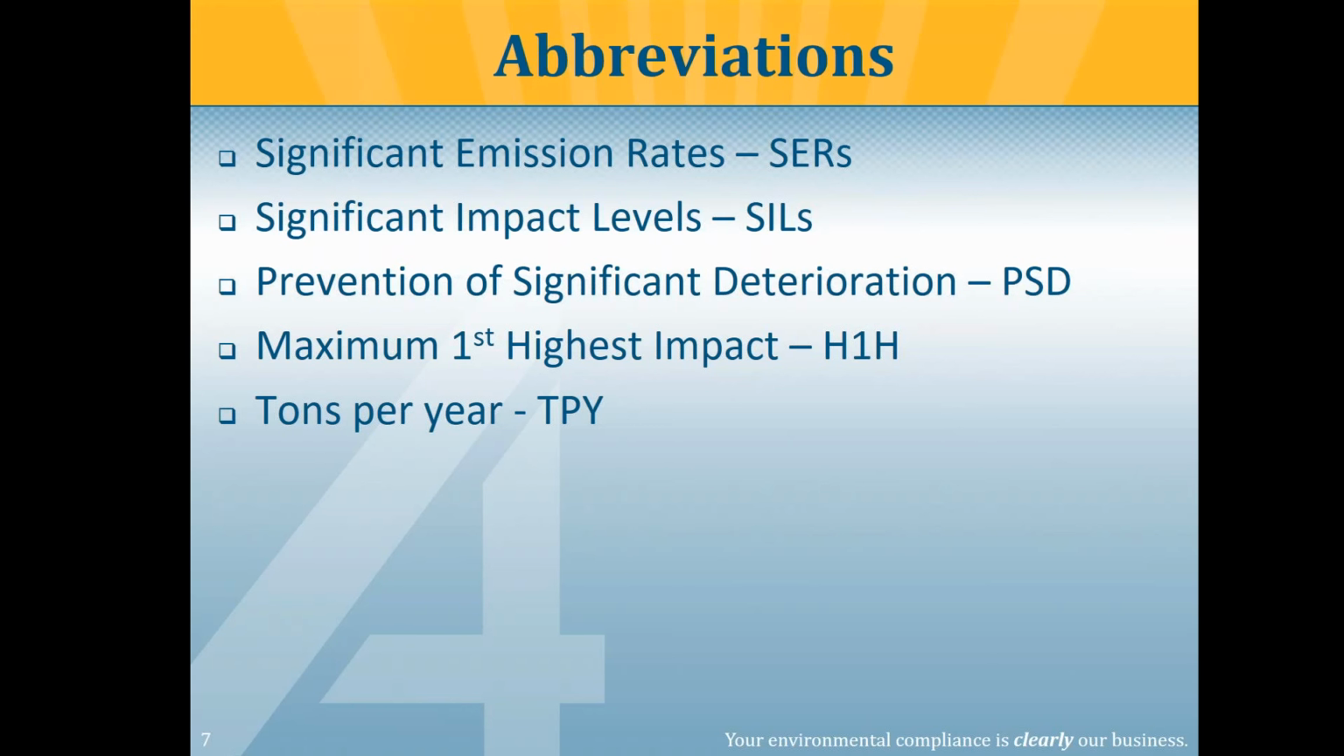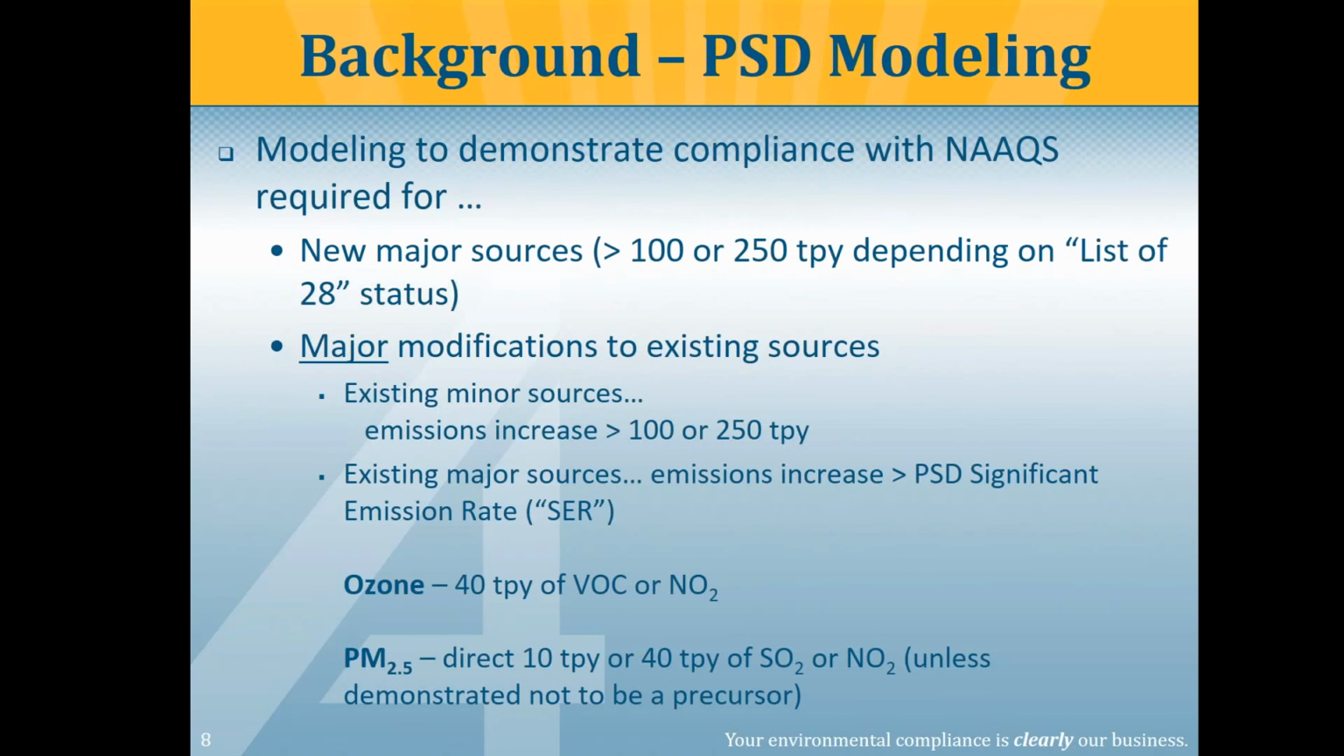For us non-modelers, the SILs are in the form of the maximum first highest impact. We refer to that in the modeling world as H1H, or high first high. This is the form of the standard. Think of the NAAQS, for example. The SO2 NAAQS is a 99th percentile value. That's a fourth high value. Then we'll talk about tons per year when we're referring to emission rates.